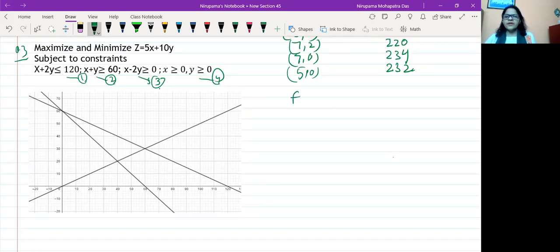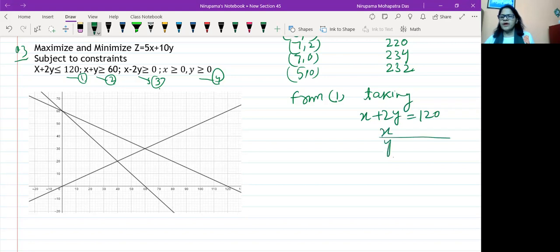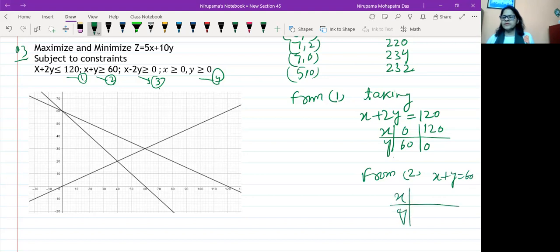Okay, from first inequality, taking x plus 2y equal to 120. For xy, I have taken x 0, y is 60. Okay, y 0, x 120. Okay, from 2. So here you are having x plus y 60. So now xy 0, 60, 60, 0.